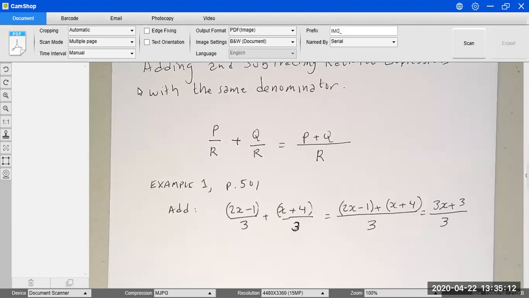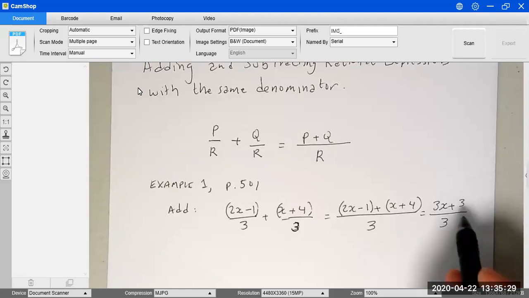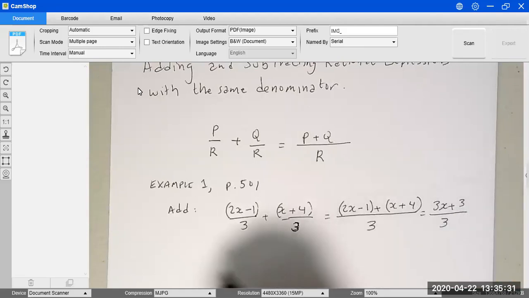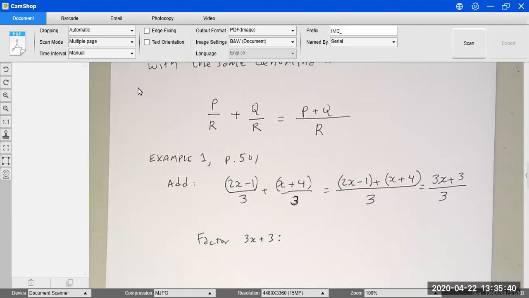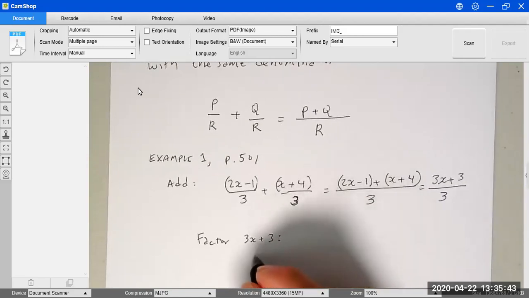So this is the end of the addition. The last step is that you need to simplify your rational expression. How? The same way that we have been doing so far. You factor the greatest common factor out of the numerator. So you have 3x plus 3. What is the greatest common factor? It's just 3, that multiplies x plus 1.